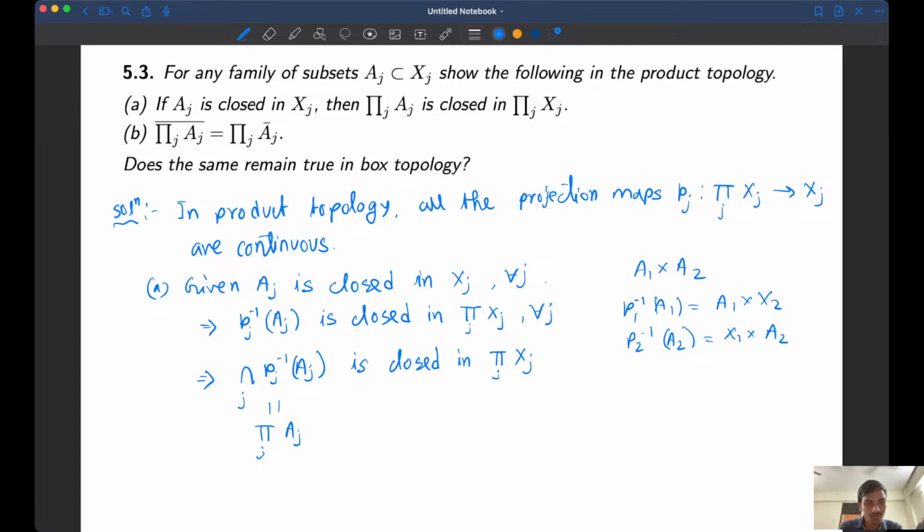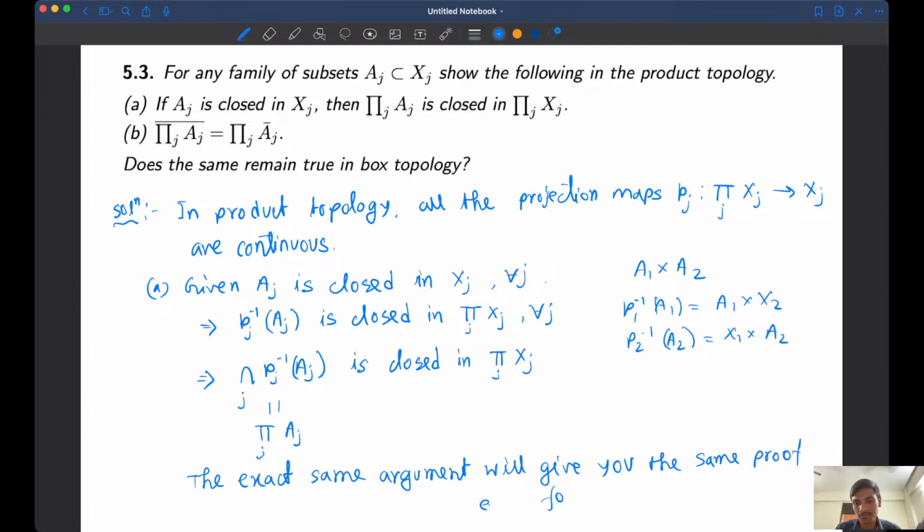So okay, the exact same proof works even for the box topology. The pj's are still continuous there. So now this holds in the box topology as well as the product topology.